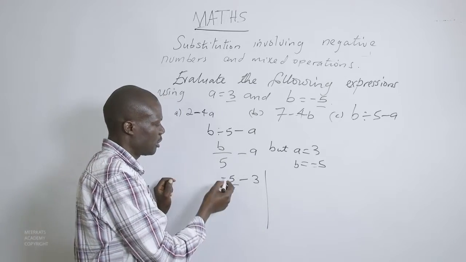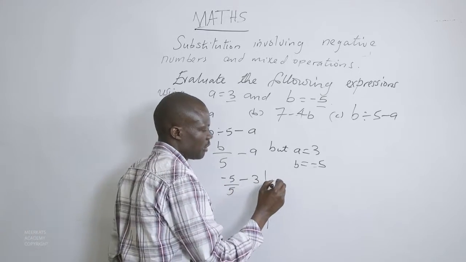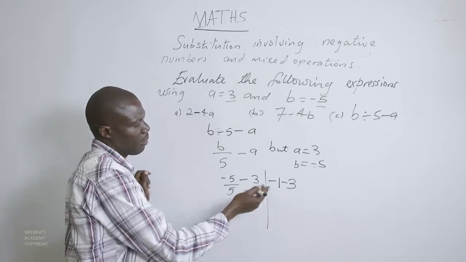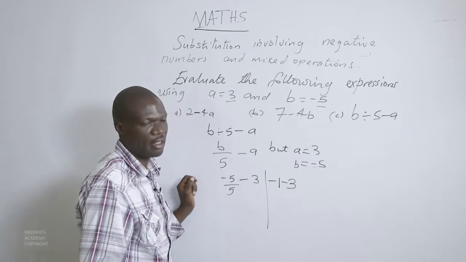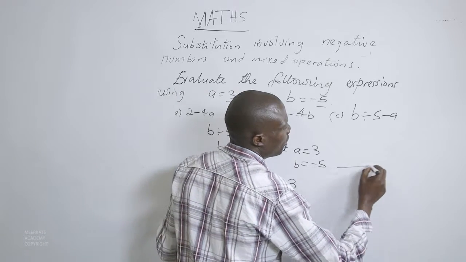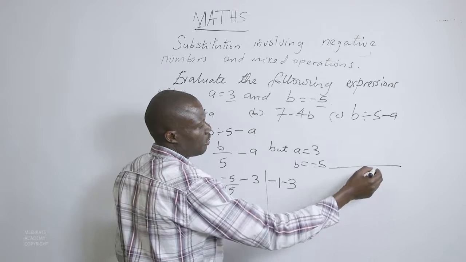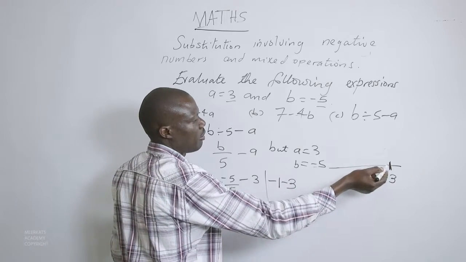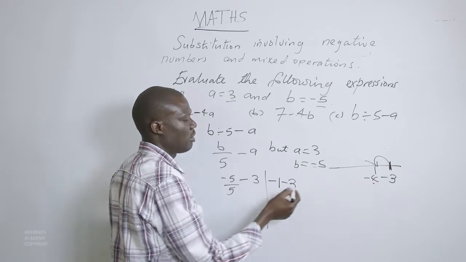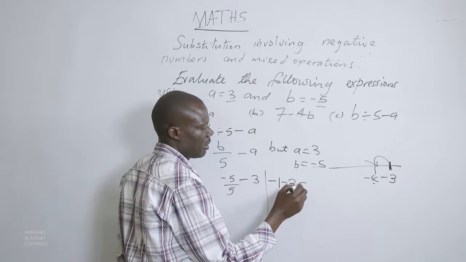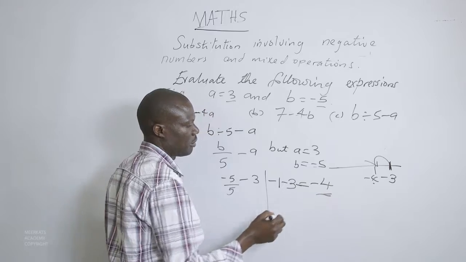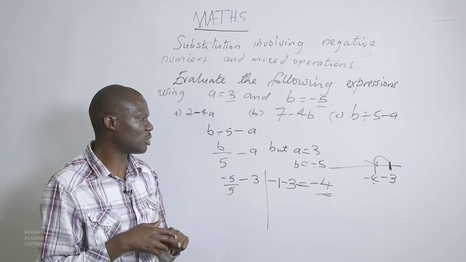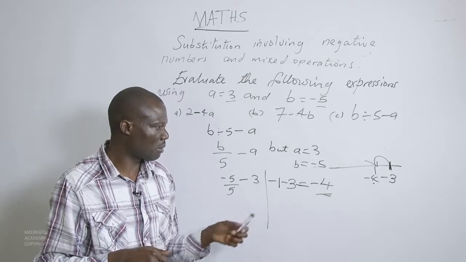So when you work out this, -5 divided by 5 will give us -1, and then -3. When you subtract 3 from -1, just as we saw in the number line, when you are subtracting, we normally go to the left. So if we head here at -1, and we say minus 3, we shall move to the left. So -1 -3 will give us the answer as -4. So the expression can be simply substituted and reduced to -4.